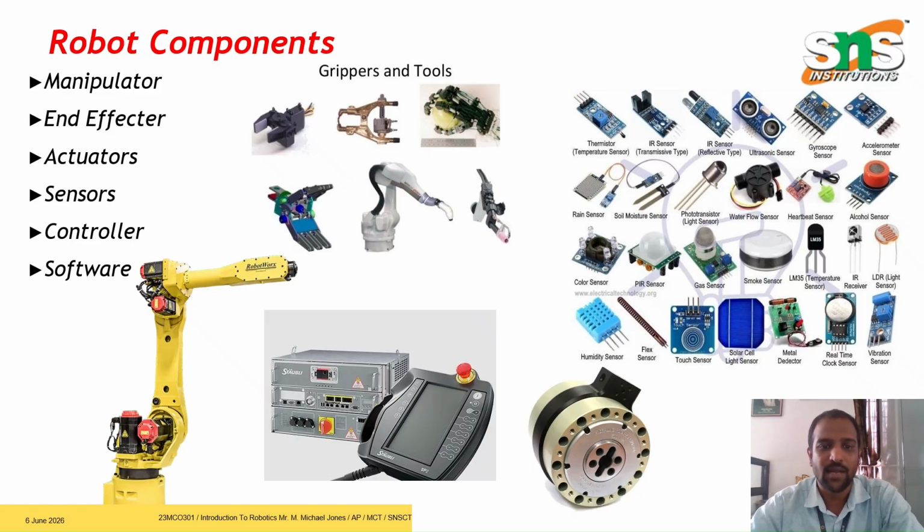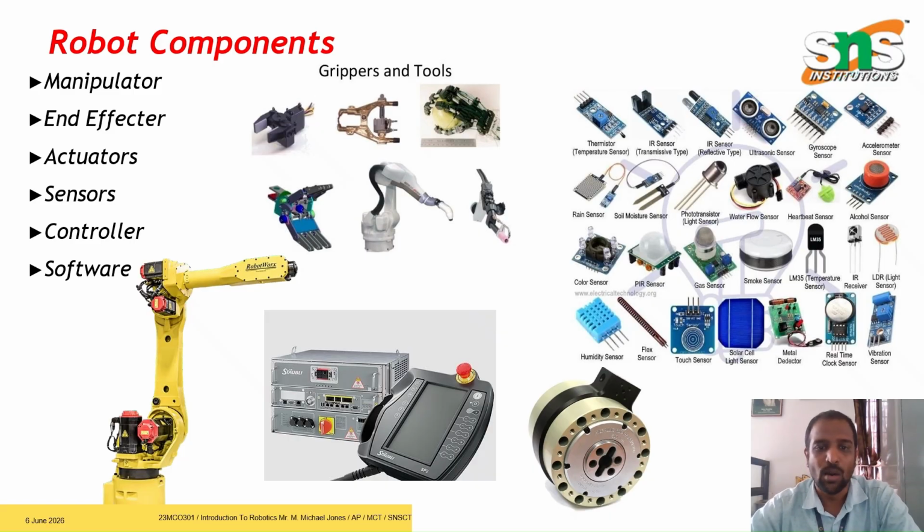The next is the end effector. The end effector is attached to the end of the manipulator and it interacts directly with the environment. Some examples are grippers used to pick and place an object, welding tools for welding, spray painting, and surgical instruments. All these are end effectors that define the specific task a robot can perform.